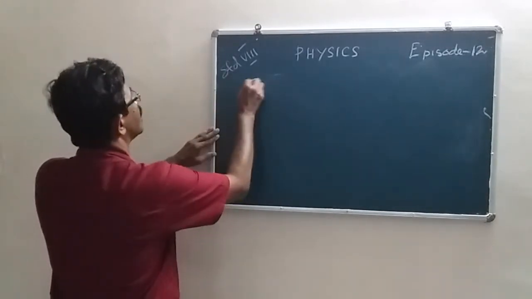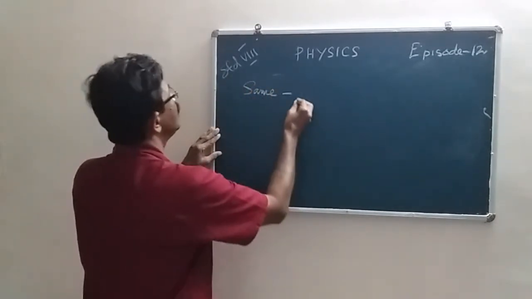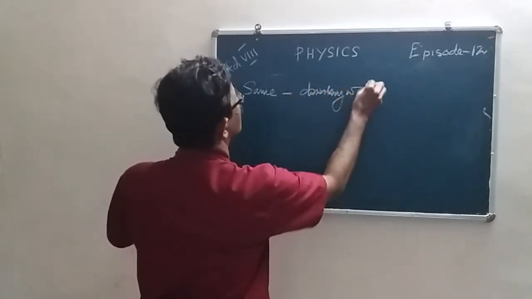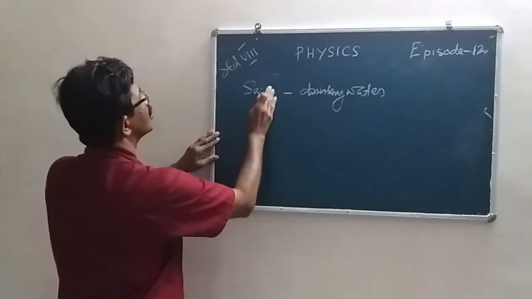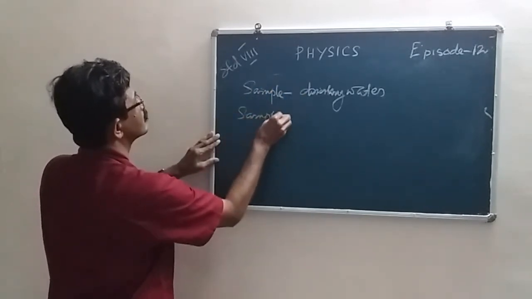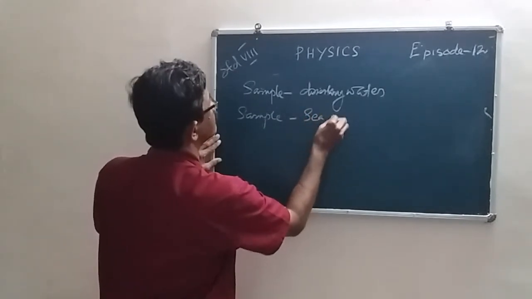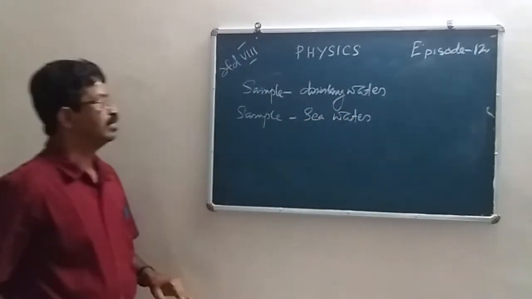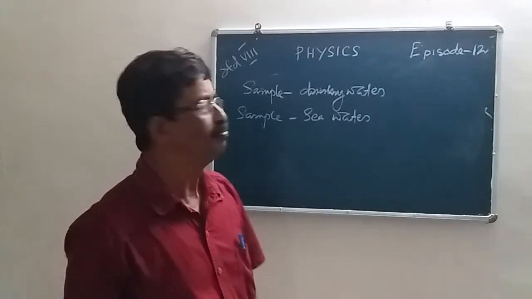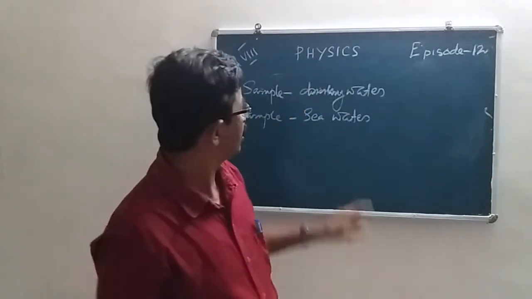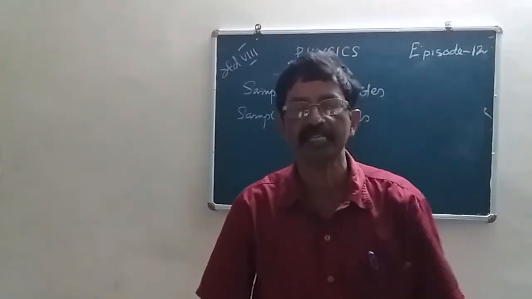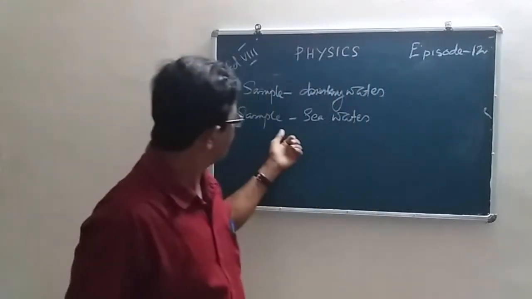In one sample, he used drinking water. In another sample, sea water. In the first sample, that is the drinking water, or water from a well or tap, when tested, the deflection of the tester is less. But here the deflection is more.